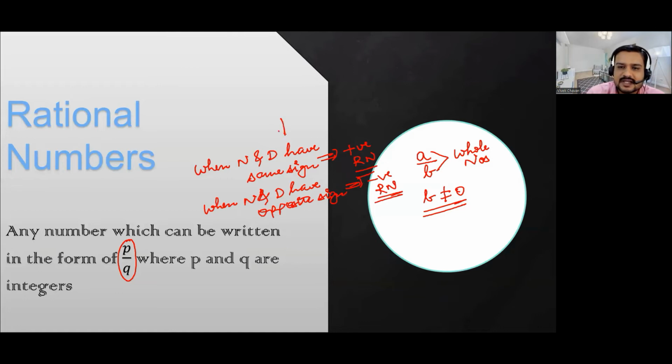Let's see an example of this. -3/-5. Okay, now the sign of numerator and denominator is the same. So this is a positive rational number because here the minus minus will get cancelled. So 3/5, and 3/5 is a positive rational number. Okay, suppose it is like this, -3/5. Now numerator and denominator have opposite signs, because the numerator is negative and the denominator is positive. So in this case it is a negative rational number. Is it clear to everyone, the difference between positive rational number and negative rational number?